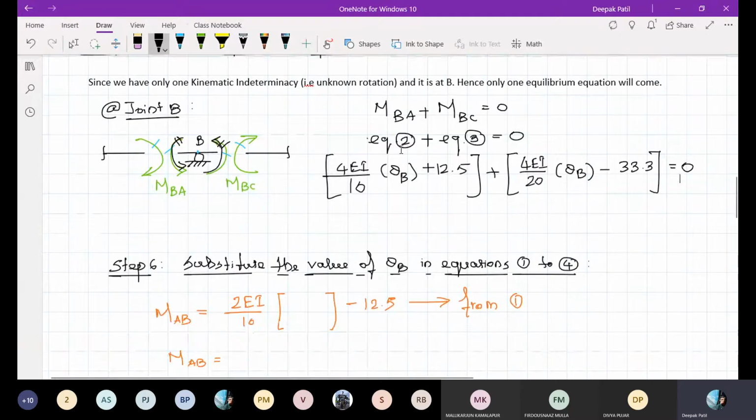So how many unknowns are there in this whole equation? EI is constant, so it is not actually an unknown. It is known. What is the unknown? Theta B. Yes, the unknown is theta B, which you can solve very easily. I have solved it here and will write you the value; you can cross check later. It comes out to be 34.72 by EI.